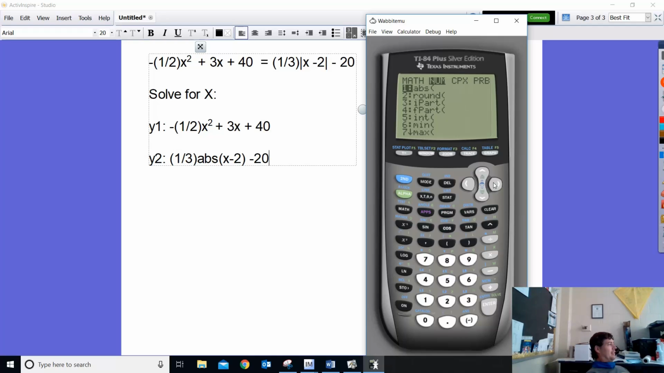So everybody got ABS highlighted? It was under math and num. It's the first thing there. Press enter. What goes in there and what is the only thing that goes in there? Some of the calculators will actually show the absolute value bars. An older one will not. It'll just have ABS. Now on this one I have to arrow out. If yours just says ABS with an open parentheses, you have to close the parentheses. This one says arrow out. And then I got my minus 20.